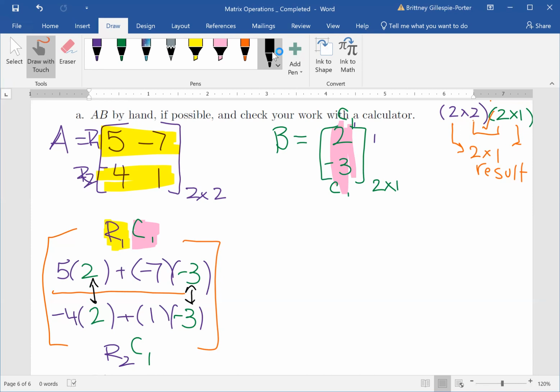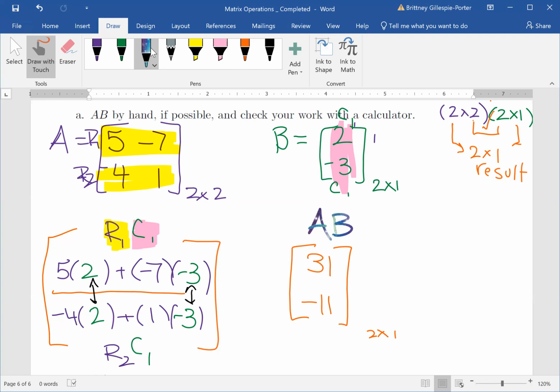Okay, let's finish this out. We would have 10 plus 21 to get 31. Negative 8 plus a negative 3 gets us negative 11. And notice that we do have a 2 by 1 as a result. And we just found AB.